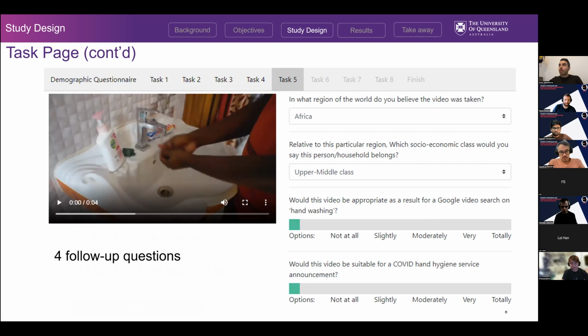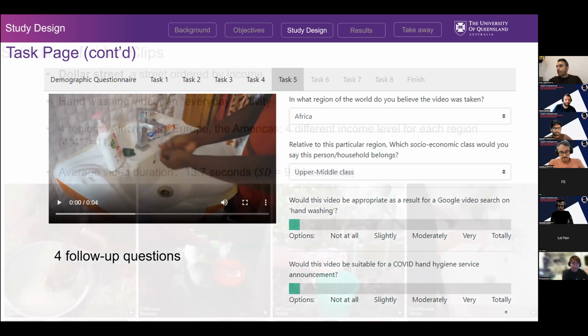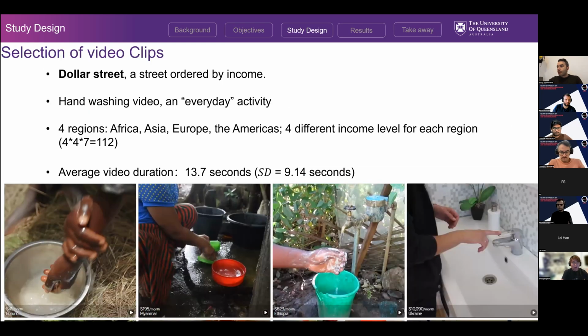The first question, we want to ask the crowd worker to identify where the video was taken and which SES level they think that person belonged to, and also ask them whether or not this video is suitable as a result of the Google research on hand washing or on a health announcement. And all of our videos are from the Dollar Street.